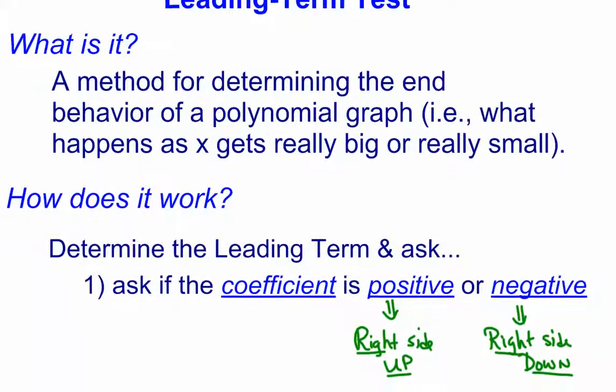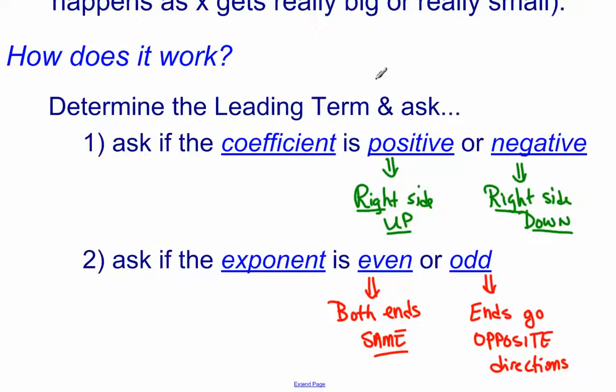Okay, and this is the way it works. There's two questions that we're going to ask ourselves involving that leading term. We're going to ask about the coefficient. That's the number part of that term with the highest exponent. Is that coefficient positive? If so, then the right side, as x goes to positive infinity, has to go up. If, on the other hand, that leading term is negative, then that right side eventually will go down.